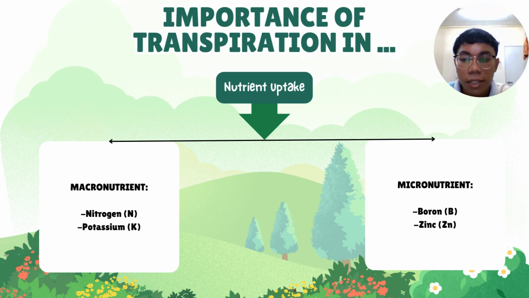And for the last one is zinc. Zinc is important in leaf formation and synthesis of auxin. Other than that, it acts as a cofactor in carbohydrate metabolism.